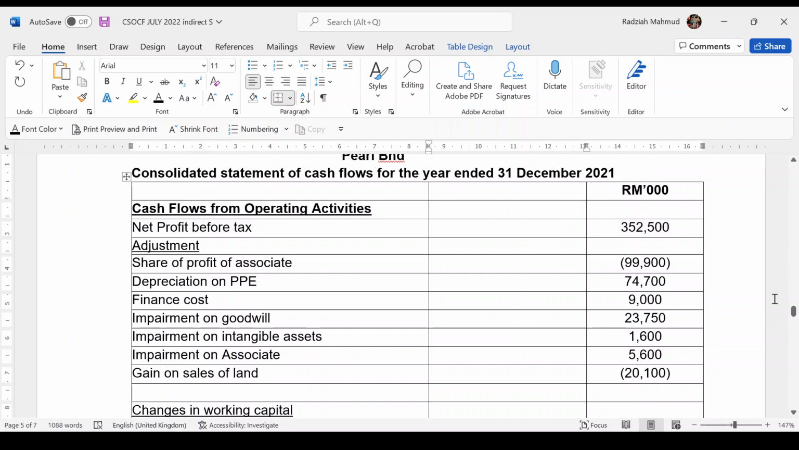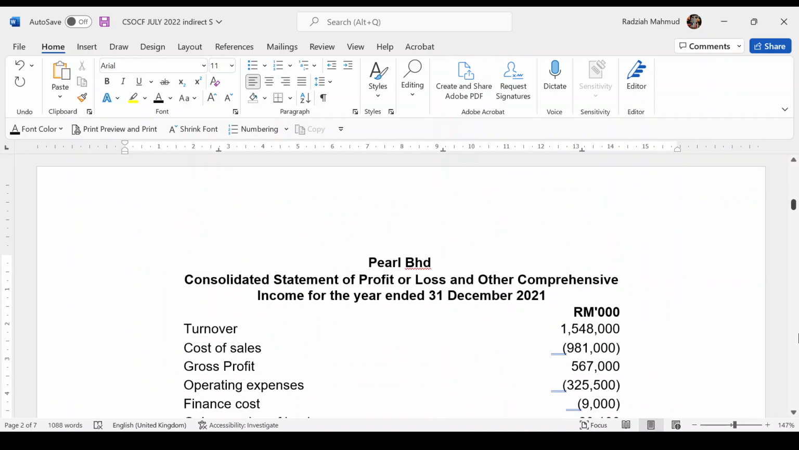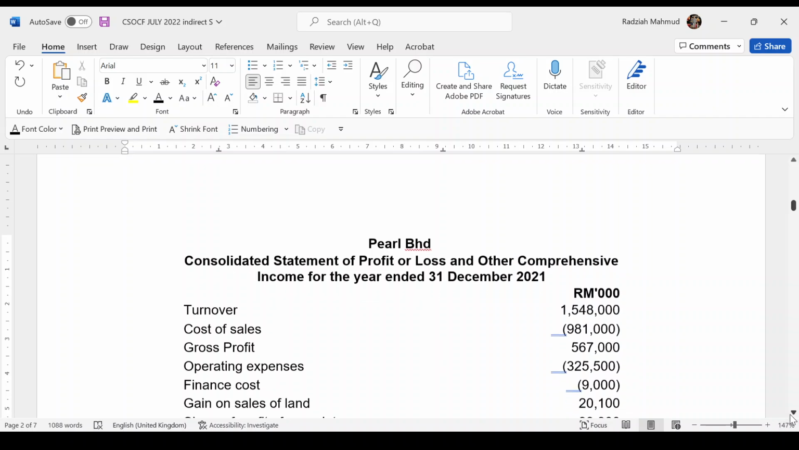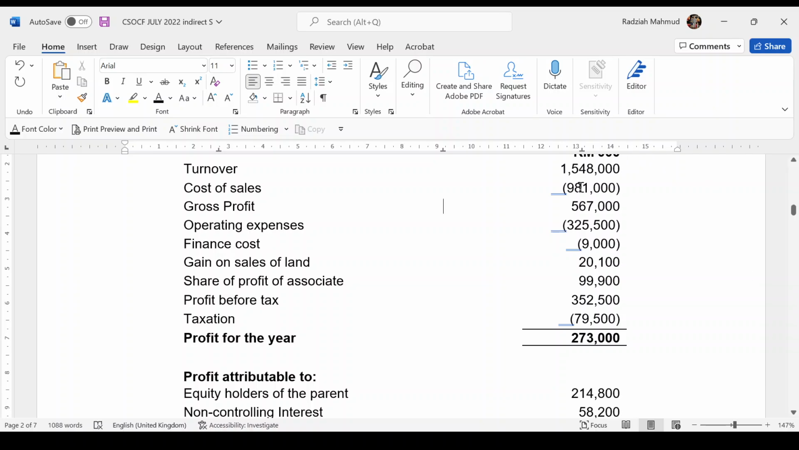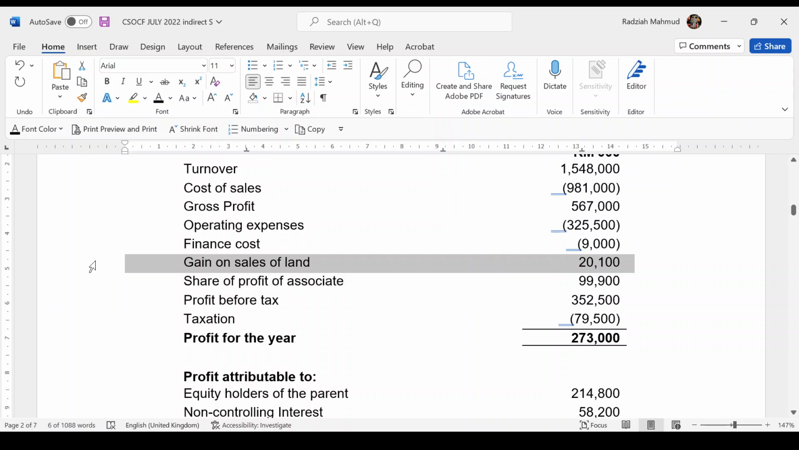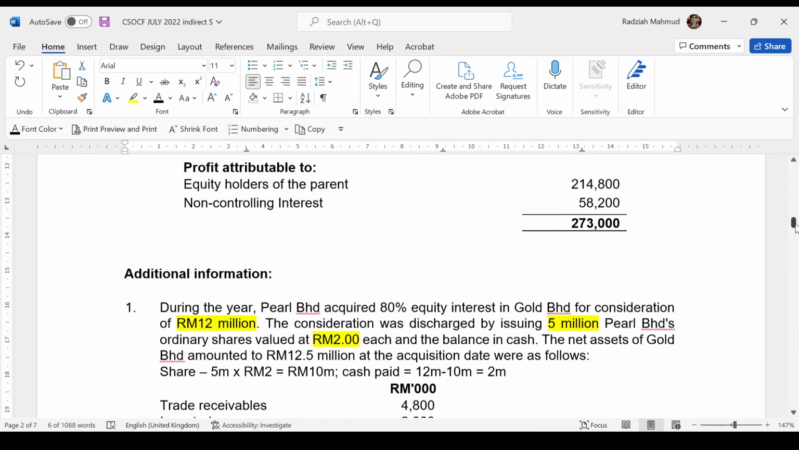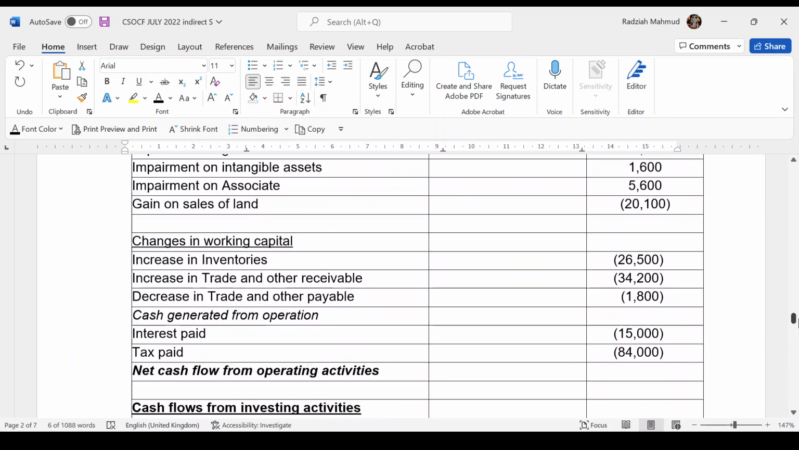Okay, so is there anything else that we haven't considered? Let's look at the question. If we look at SOFP, we have done everything. If we look at SOPL, I think we have taken everything as well. We have taken the finance cost, the gain on sale of land, the share of profit of associate, profit before tax and tax, as well as profit attributable to equity and NCI. So it means that we have considered everything. Okay, so after this, what should we do?